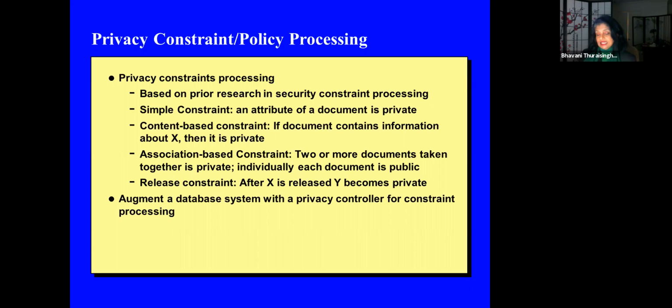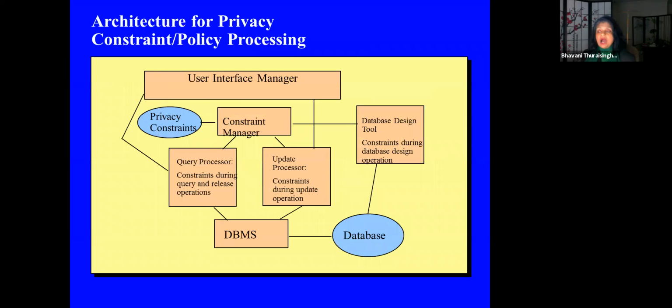So the whole idea here, our solution, is to augment a database system with a privacy controller for constraint or policy processing. So we took our work on inference. And as I said, next Friday I will have my complete 60 charts, I believe, on my work on the inference problem. So you have the user interface, the policy manager, or I call it the constraint manager, and the privacy constraints. Then you have a complete design, right?